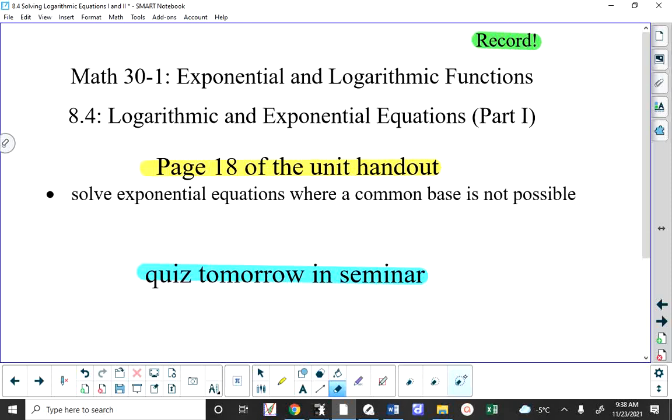This is dealing with solving, this section 8.4 in your textbook is called Solving Logarithmic and Exponential Equations. I've broken it into 2 parts. Today what we're going to be doing is solving exponential equations, which we knew how to solve before if we could have a common base. These you cannot have a common base.